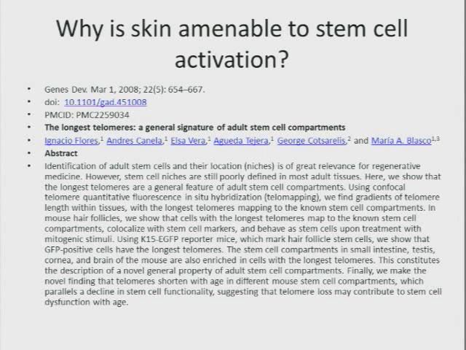Now, I didn't include an extensive bibliography at the end of this, just a couple things for you to read if you really want to. But I would encourage you to look up Maria Blasco on PubMed if you're interested in stem cells or telomeres. There's a lot of interesting stuff, and I think she's one of the premier scientists in the world. Ignacio Flores was probably the guru of stem cells in Europe, working alongside her with this particular study.